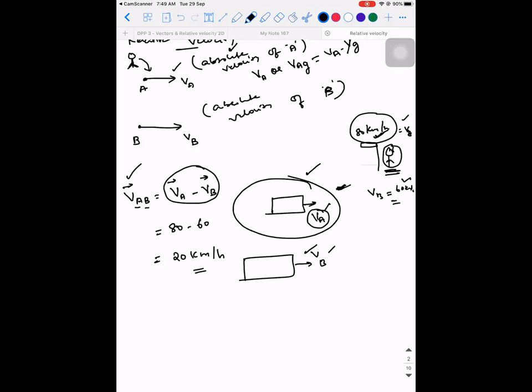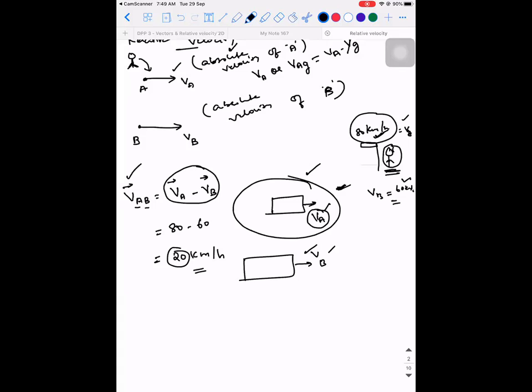What do I mean by VAB, and what is this 20 kilometers per hour exactly trying to tell us? It's a positive value, first of all. A is this much faster than B. So person A is 20 kilometers per hour faster than person B. That is one way of understanding.